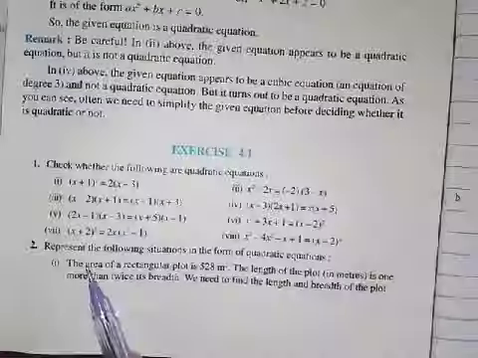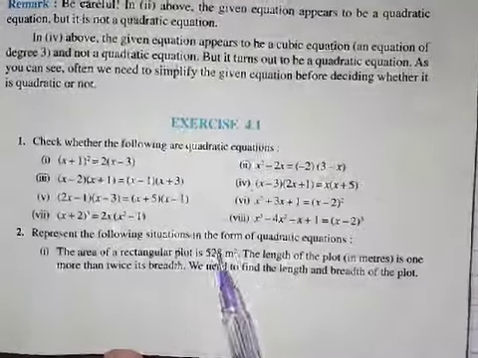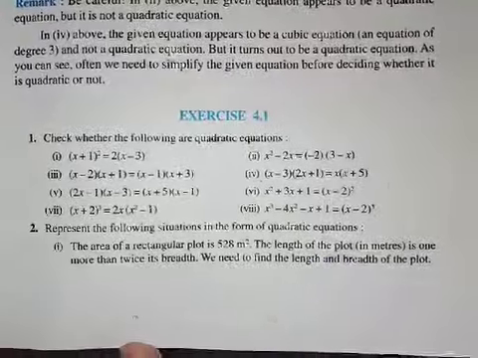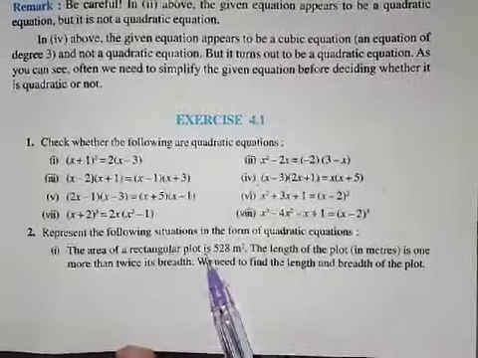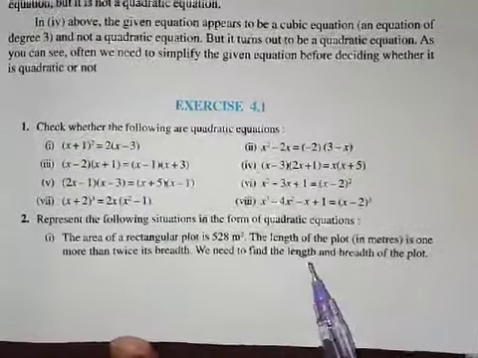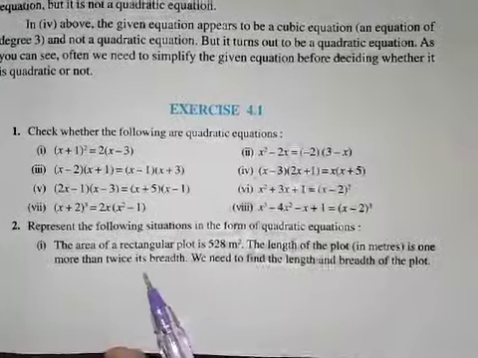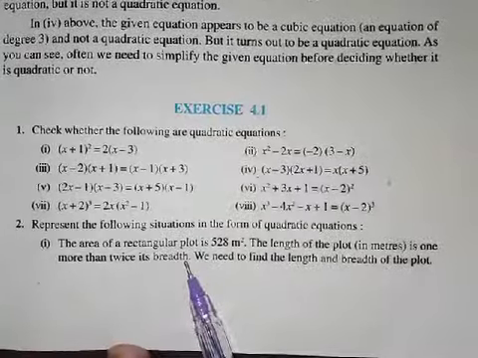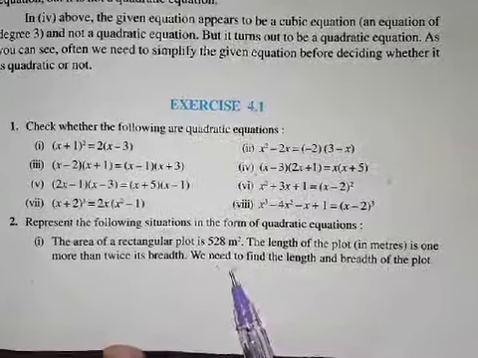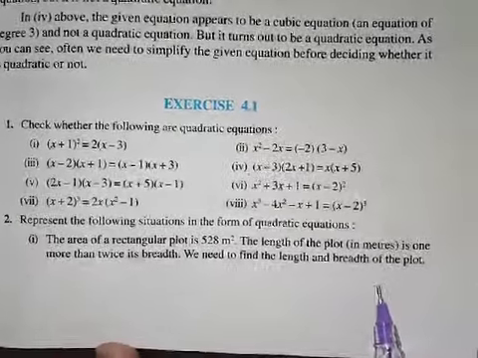Okay. Let's start with question number 2. Represent the following situations in the form of quadratic equation. The area of the rectangular plot is 528 meters square. The length of the plot in meters is 1 more than twice its breadth. We need to find the length and breadth of the plot. So L and B we have to find.